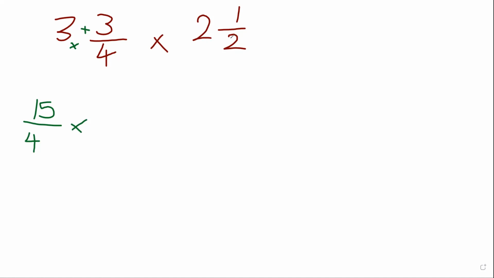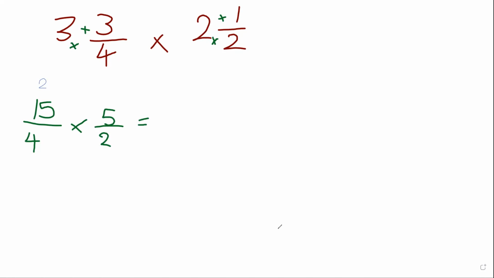Now we will multiply 2 by 2, which is 4, plus 1 equals 5. 5 over what? Over 2. Bravo. The next, what you have to do? We have to multiply 15 by 5. Yes, 5 times 5.